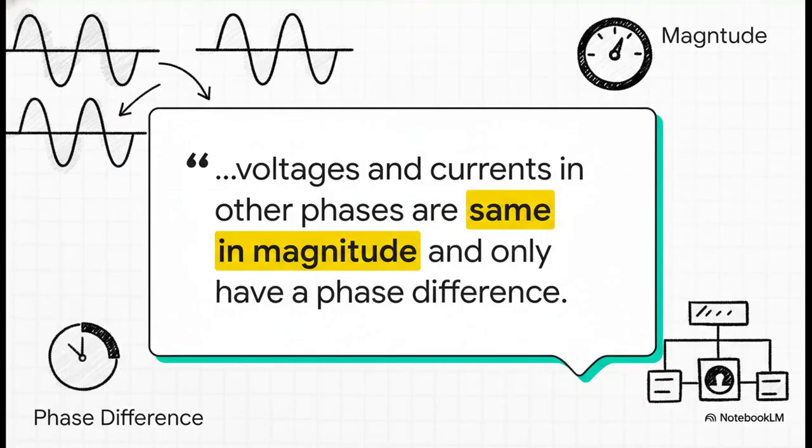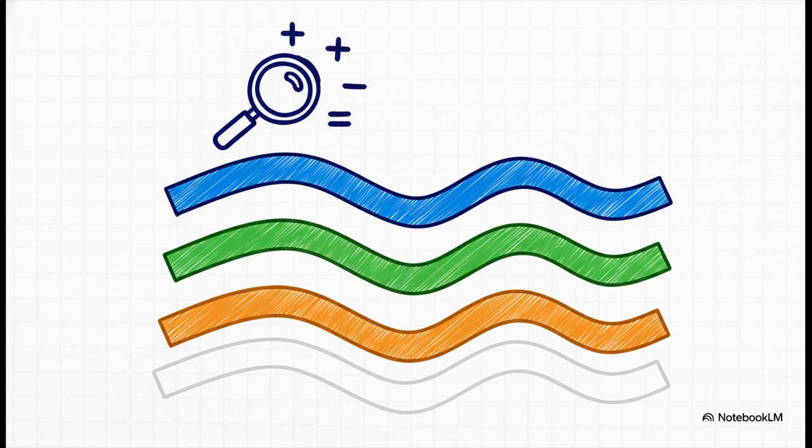The source material puts it this way. Because the other phases are the same in magnitude and only have a phase difference, well, you don't actually need to draw them, because they're just predictable copies of the first one. So what does that mean? It means engineers can do all of their calculations on just one single line, and then they can easily figure out what the other two are doing. It's an absolutely incredible simplification. And it's what makes managing a grid that spans an entire continent not just possible, but actually practical.